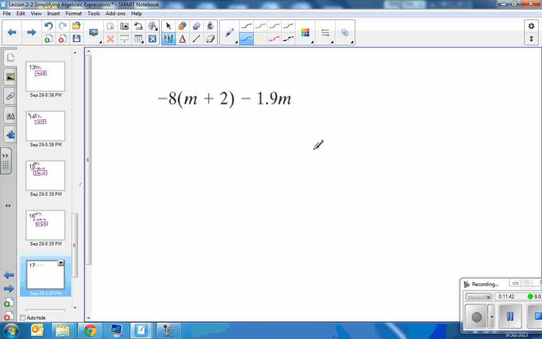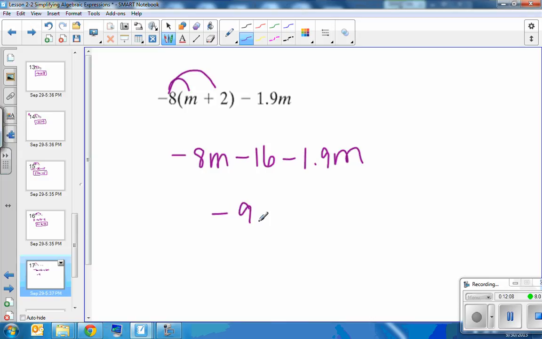Now we have a term on the other side, so we have to look. First we're going to distribute, always the number on the outside, so negative 8m, then a negative times a positive is a negative 16, and I'm going to bring down my term at the end. Now again, I'm going to combine like terms. So negative 8 minus 1 and 9/10 is going to give us a negative 9 and 9/10 m, because we're combining our like terms, and then minus 16 because we can't combine anything.